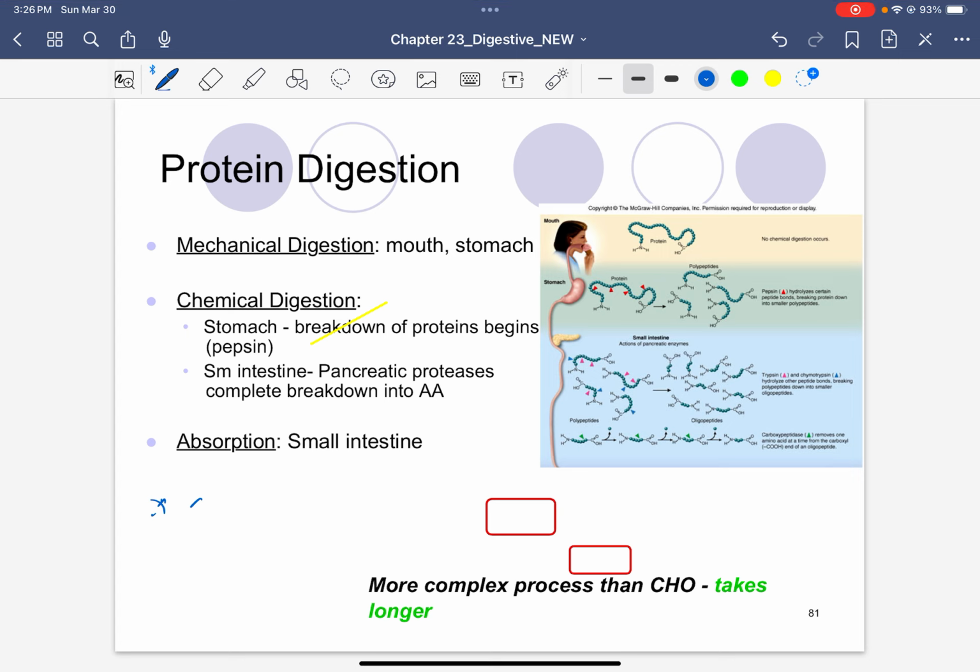So what are some of the things that are unique about protein? We can begin chemical digestion of protein in the stomach. This is a review, we already talked about it, right? The other thing I want to point out about protein, its digestion and absorption takes longer. Carbohydrates are the fastest to be digested and absorbed. Protein takes longer.